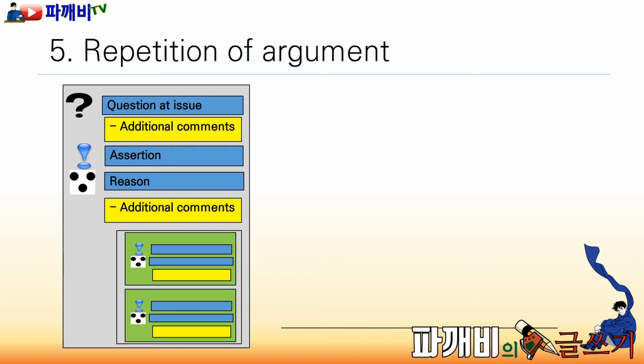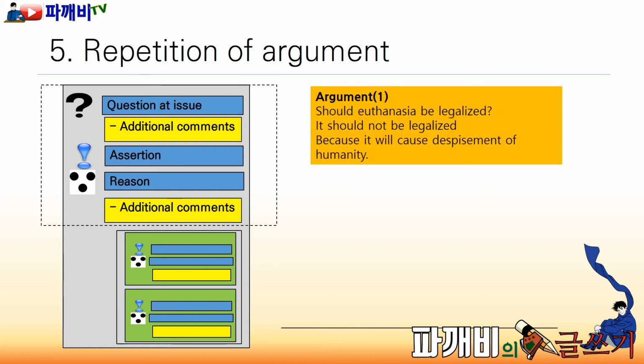Let's take a look at a simple example. Suppose you are thinking of a legalization of euthanasia. Then the first argument will be like the following. Question is, should euthanasia be legalized? Assertion is, it should not be legalized. Reason is, because it will cause despisement of humanity. In the next, a rebuttal follows.